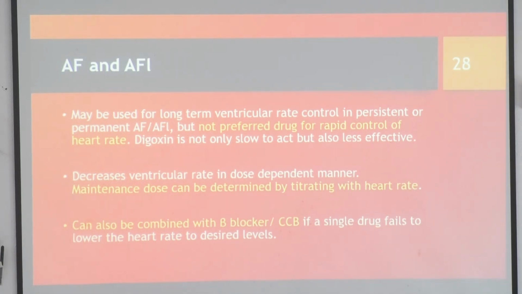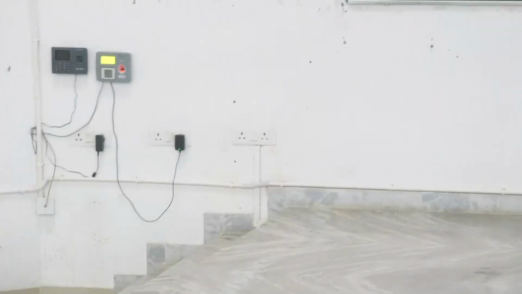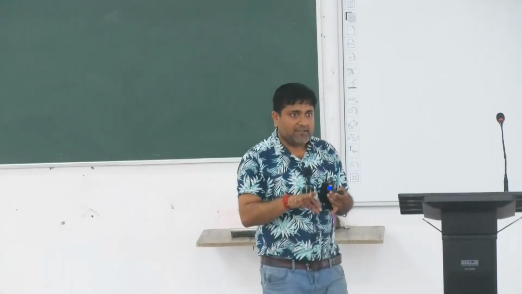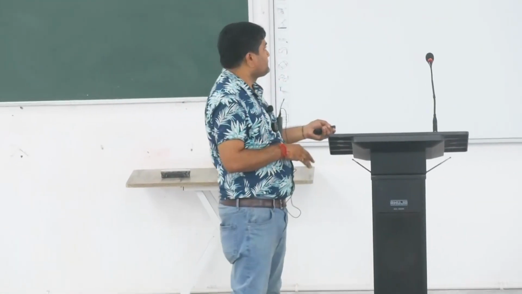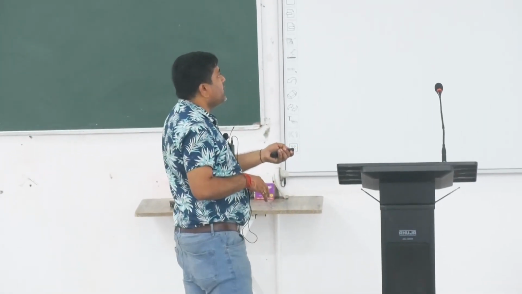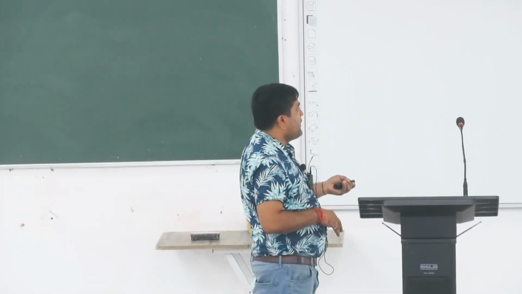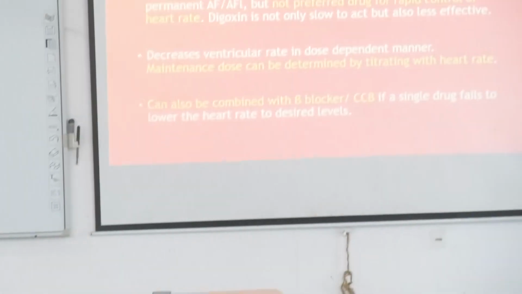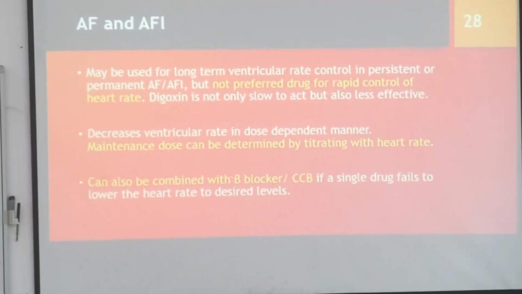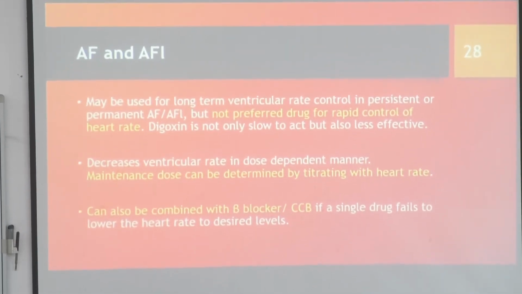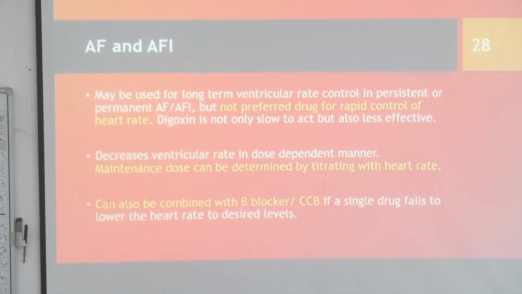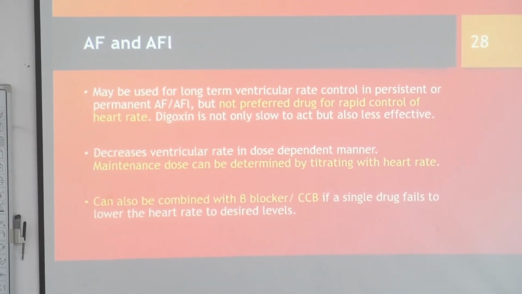So, drug of choice in a patient of atrial flutter or fibrillation are beta blockers, verapamil, diltiazem, because they are more effective, more rapidly they act, and lesser toxic. Digoxin decreases ventricular rate in dose dependent manner. Maintenance dose can be determined by titrating with heart rate. Can also be combined with beta blocker or calcium channel blocker if a single drug fails to control the heart rate.